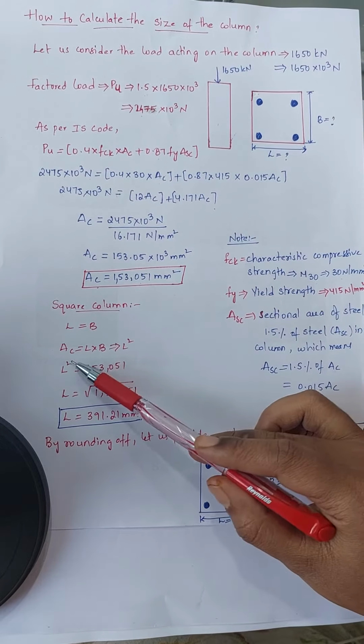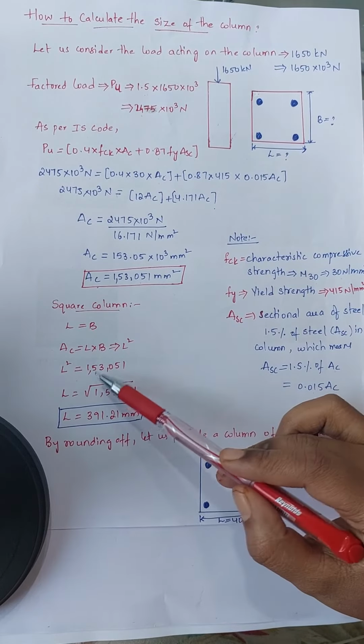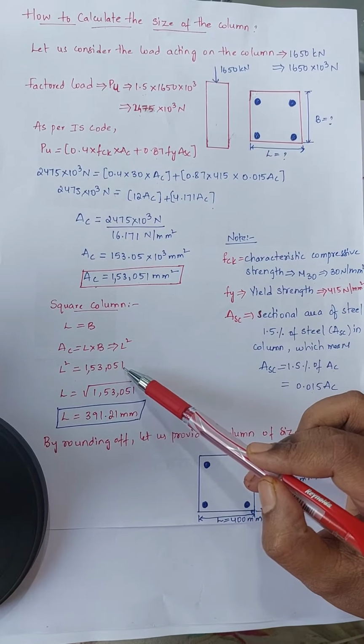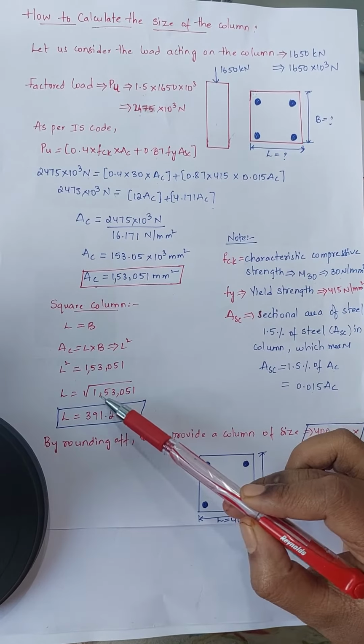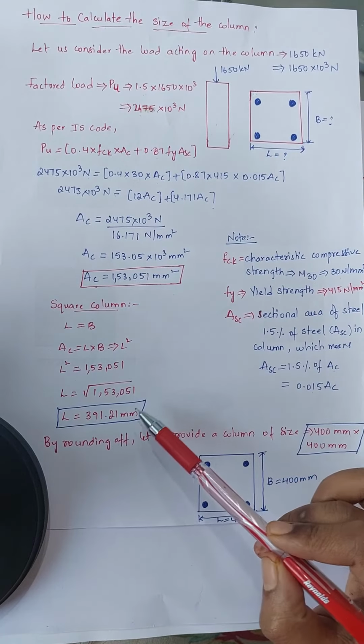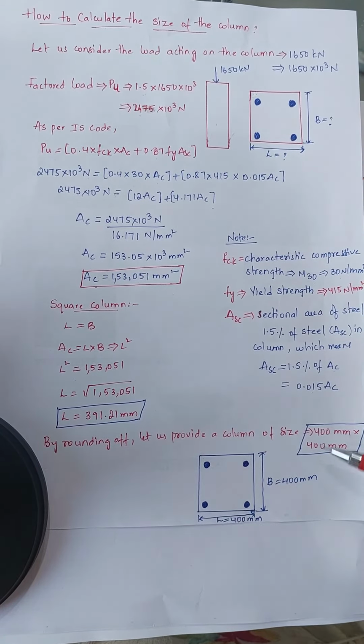So if we are designing this as a square column, so both L equals B will be the same. So Ac equals L into B, which is L square. L equals B, so L square equals 1,53,051. So L equals under root of 153,051. So L equals, we will get 391.21 mm. So by rounding off we can design the column as 400 mm by 400 mm.